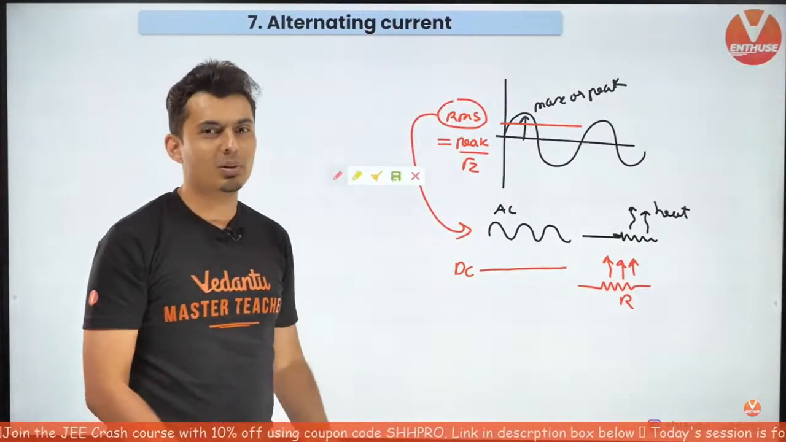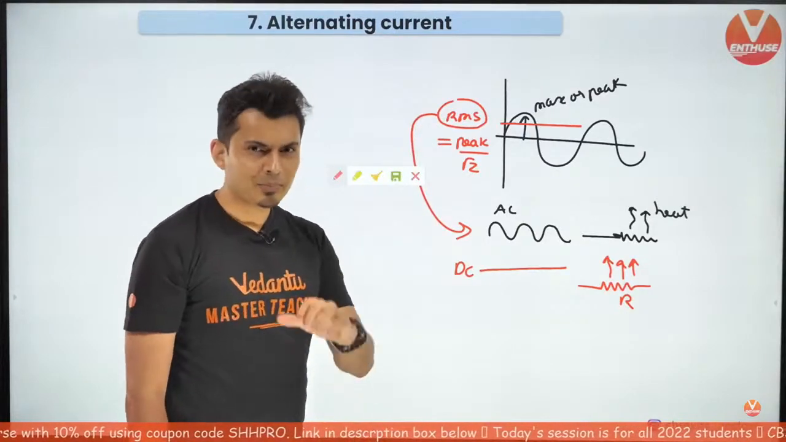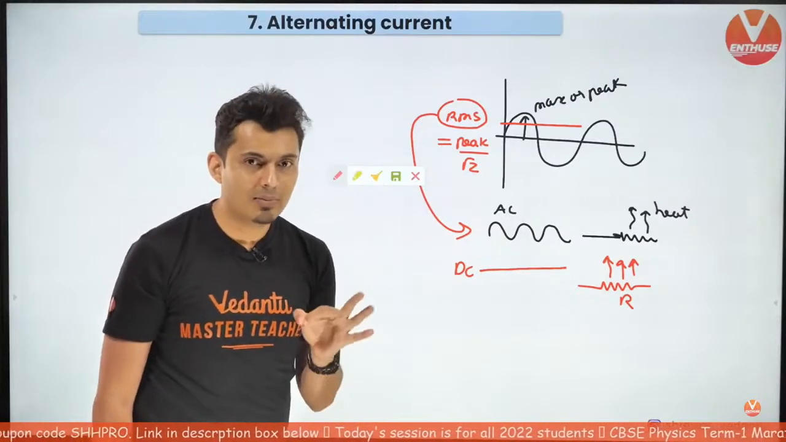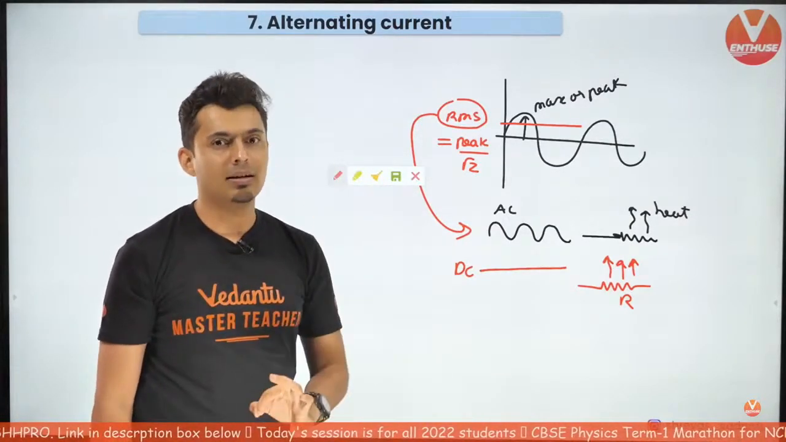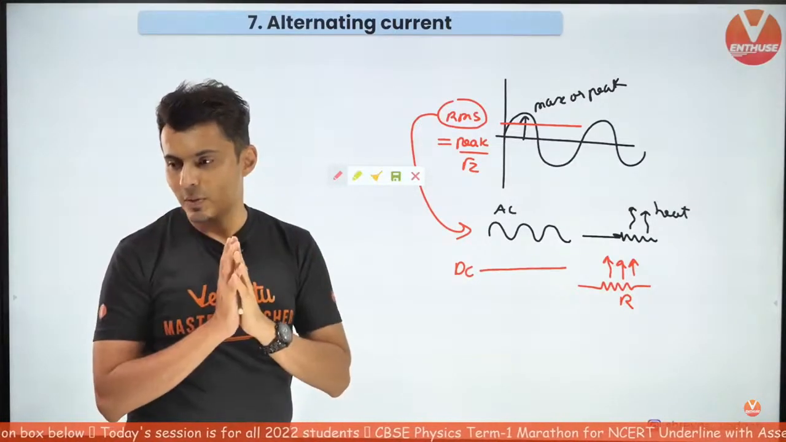Acha, 5 amperes current is going. Then that current is called as the RMS current. So RMS current is the quantity of current which produces the same heat as that of the AC circuit. So it gives you a comparison. That's all.